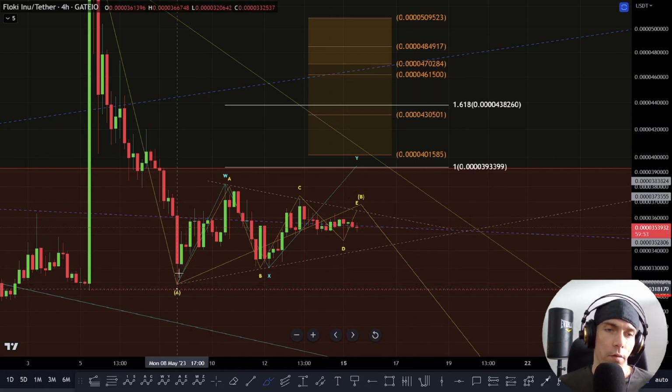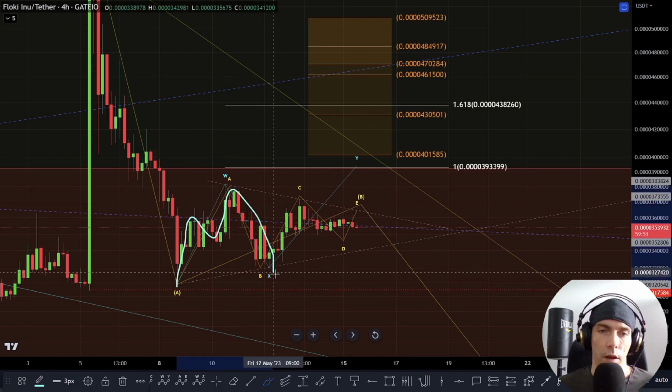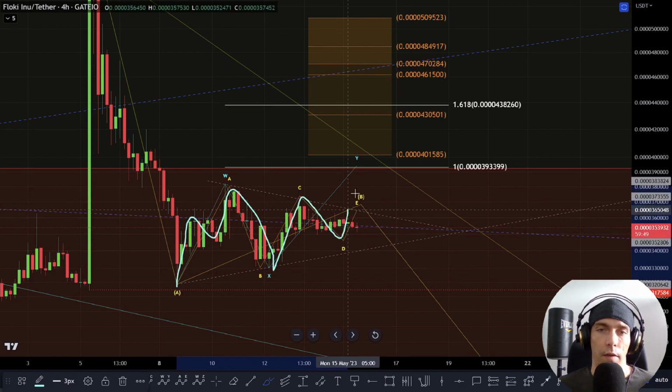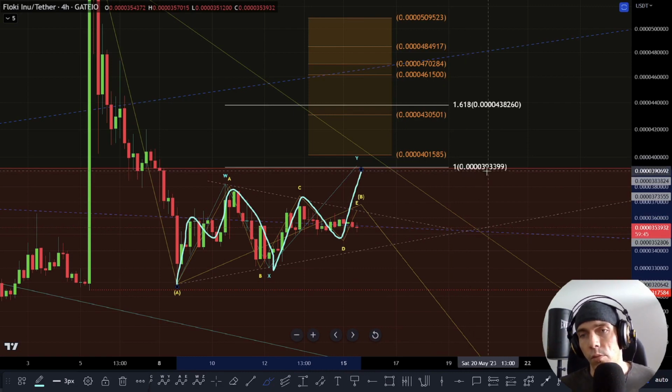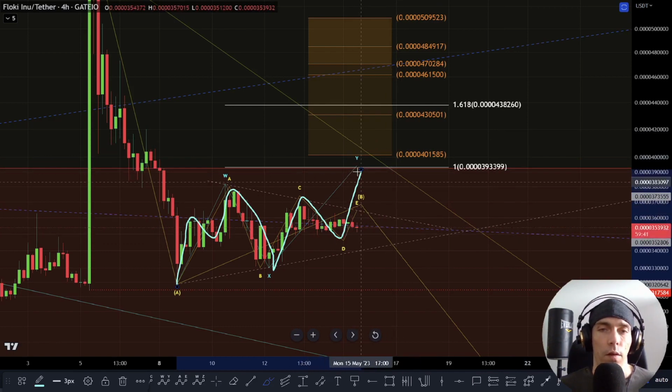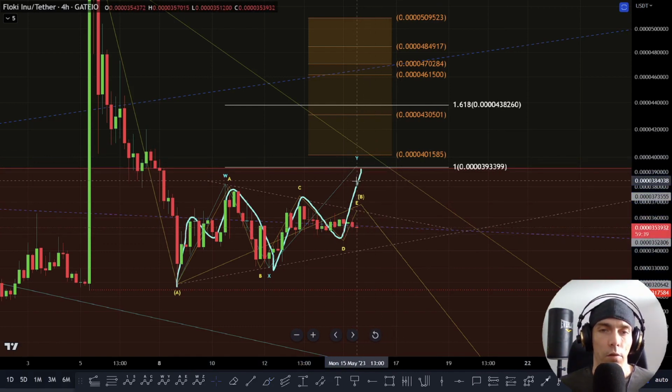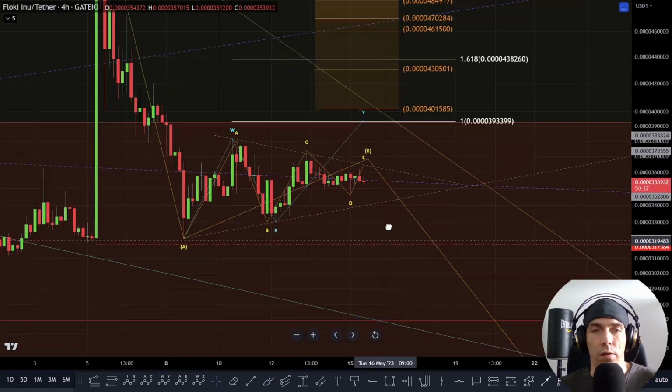Now alternatively, this could just be a W, this could be an X, this could be A, B, and then we see another C wave to the upside. If that's the case, then potentially this 393399 area could be a potential zone that we look to actually come back into. So we need to see exactly how this plays out.